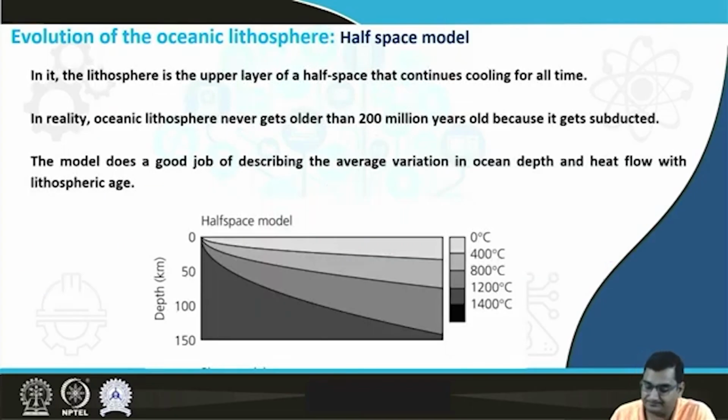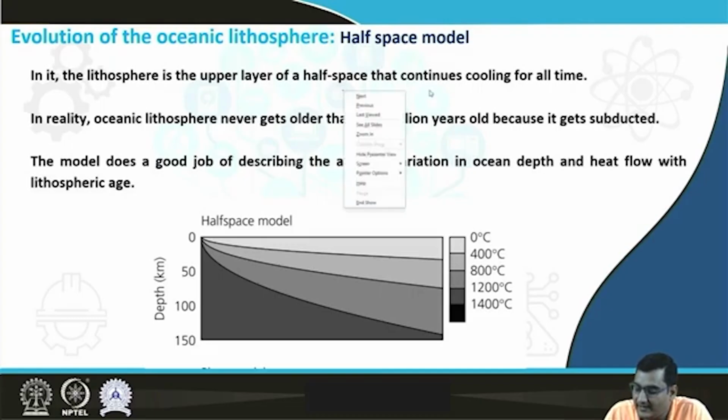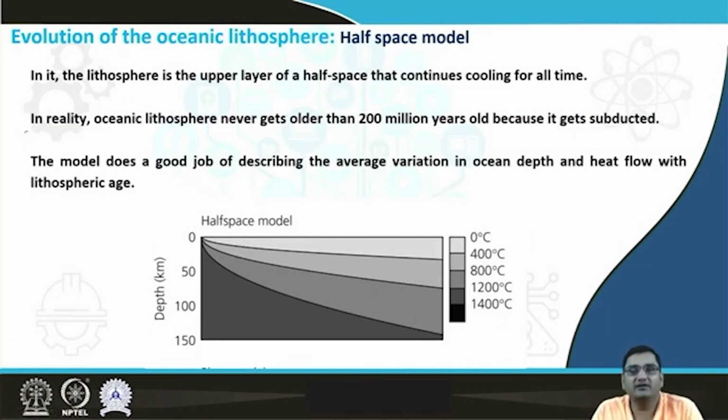In this model, the lithosphere is the upper layer of a half space, and that continues cooling for all time. In reality, the oceanic lithosphere never gets older than 200 million years because it gets subducted at the other end. And this model does a very good job of describing the average variations of ocean depth and heat flow with lithospheric age.